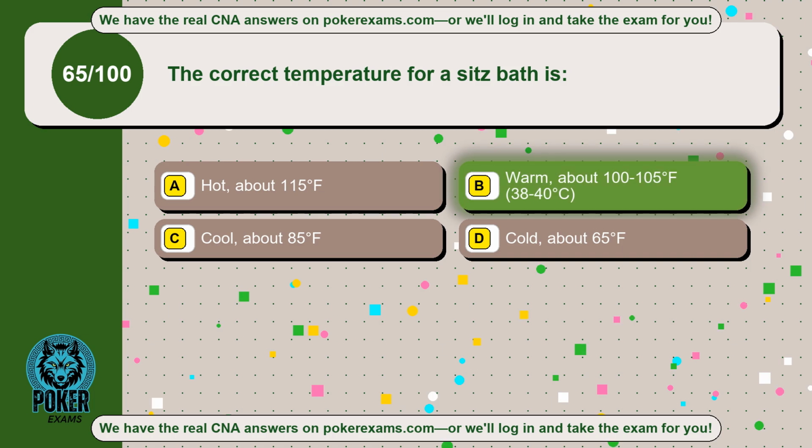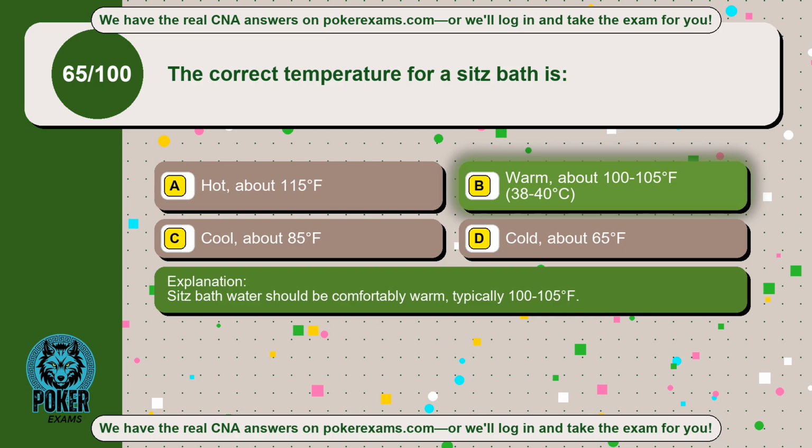The correct answer is option B, warm, about 100 to 105 degrees Fahrenheit, 38 to 40 degrees Celsius. Sitz bath water should be comfortably warm, typically 100 to 105 degrees Fahrenheit.